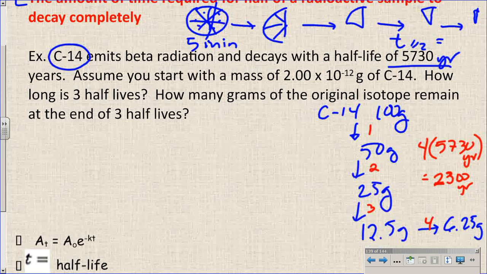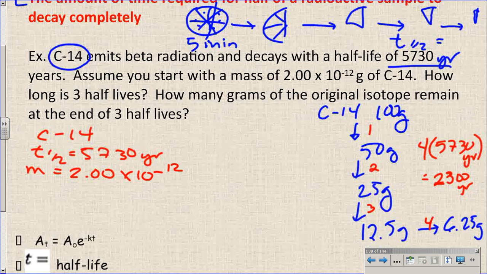So I could ask you a question like this in many ways. Let me go with the example I have here because it's very mathematically minded. Okay, so carbon-14 emits beta radiation. Who cares? It decays with a half-life of 5,730 years. So do an example with me. Just say carbon-14 T1/2 is 5,730 years. Assume you start with a mass, M, of 2.00 times 10 to the negative 12th grams. So I'm just writing down my givens here. How long is 3 half-lives?